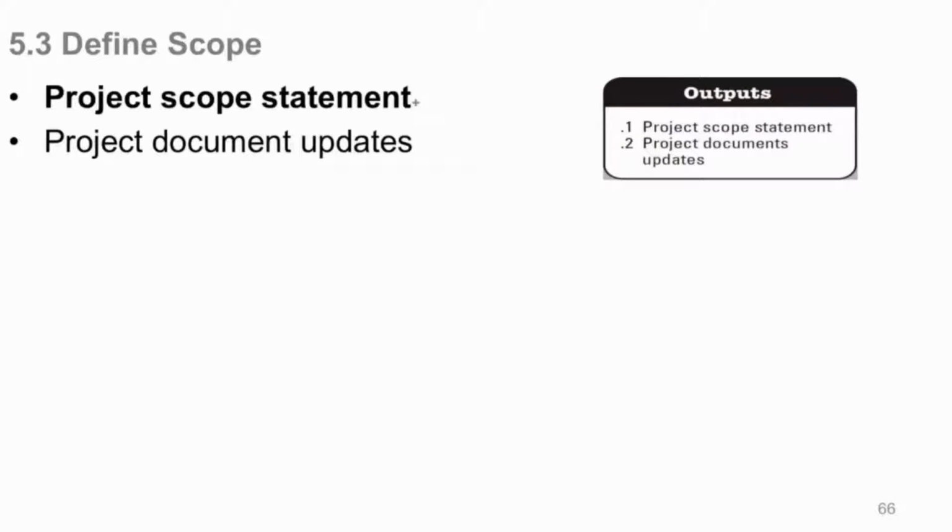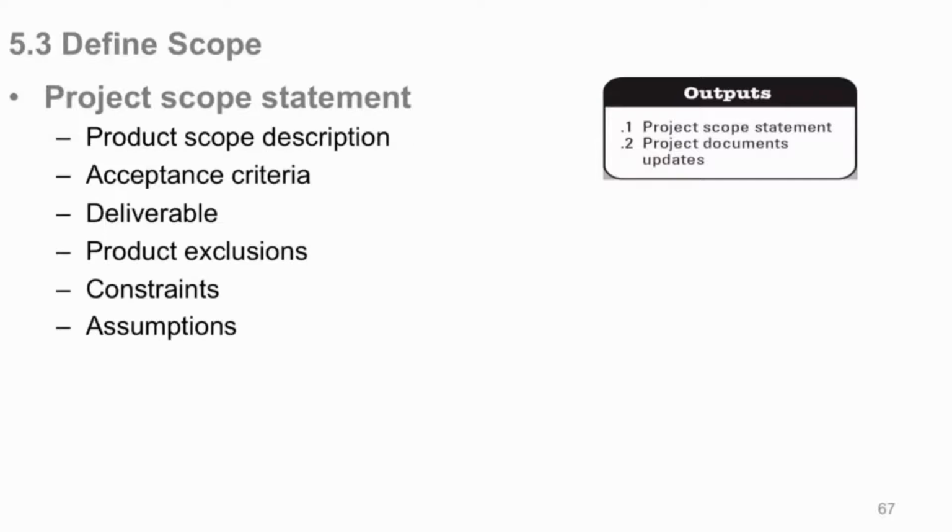So here are the outputs: the scope statement. It has your scope description. It has acceptance criteria for the various requirements. It describes the deliverable itself to whatever degree is necessary. Again, remember, scope is only build what you've got to build and make sure you don't build what you don't need to build. So that's just product exclusions. Make sure that you are specific so you don't end up with 40% of functionality that nobody wants.